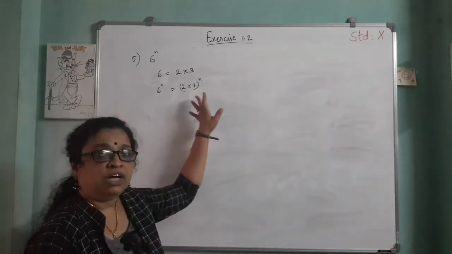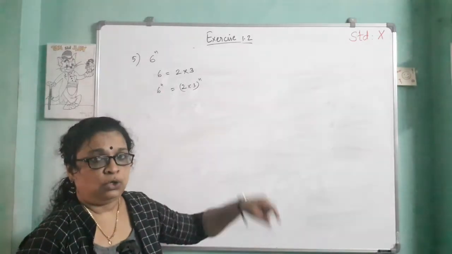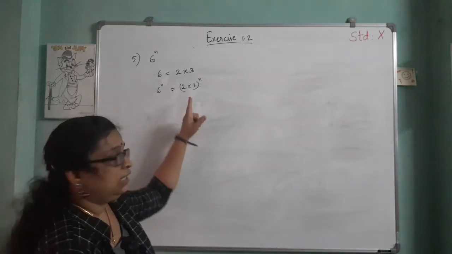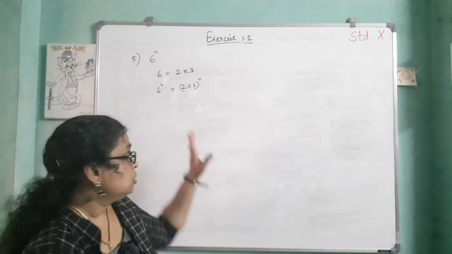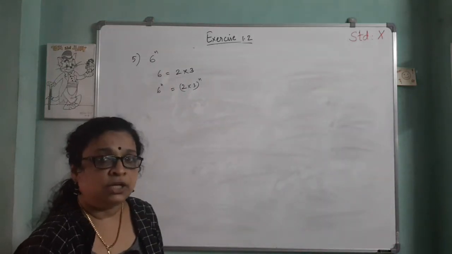In this product 5 is not there. So this number can end with 0 if and only if 5 is a factor of this number. This prime factorization does not contain 5. So 6 raised to n cannot end with the digit 0 for any natural number n.